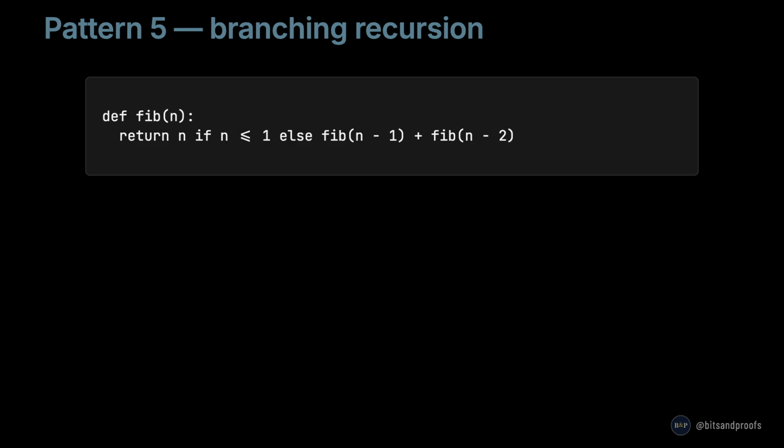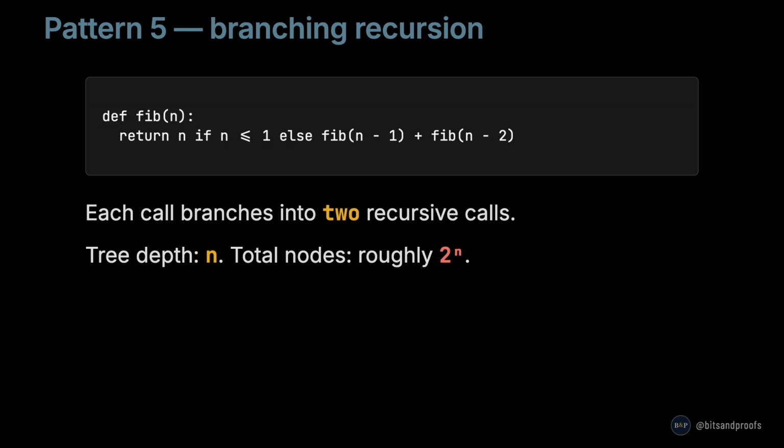Pattern 5, branching recursion. The naive Fibonacci function. It returns n if n is small, otherwise it calls itself twice, once on n minus 1 and once on n minus 2. The key word is twice. Each call branches into 2 recursive calls. Each of those branches into 2 more. The recursion is now a binary tree, not a single chain.